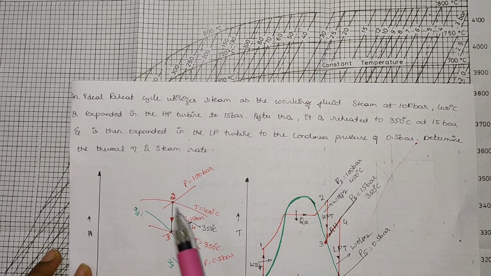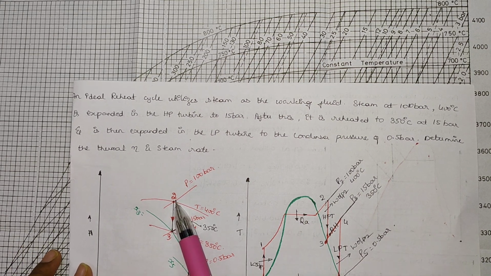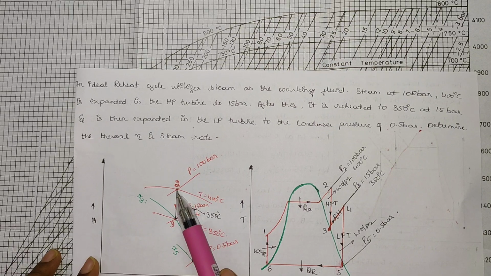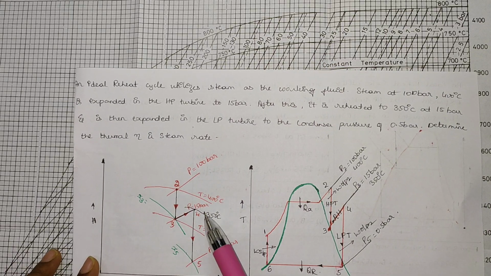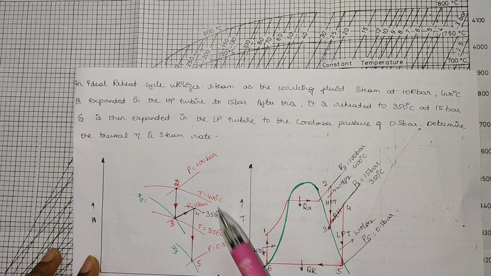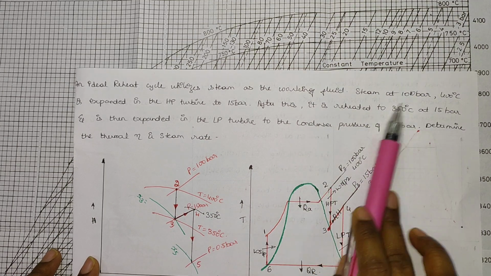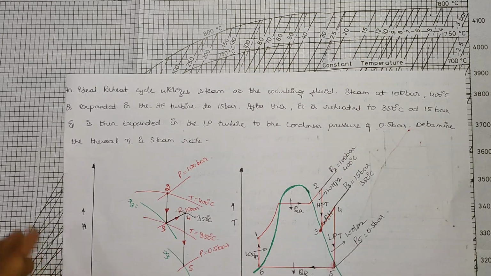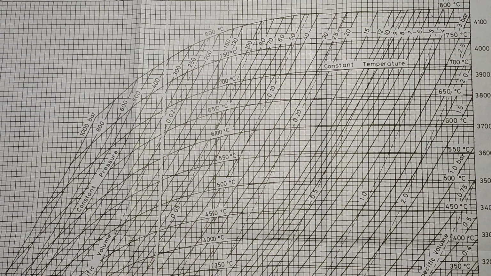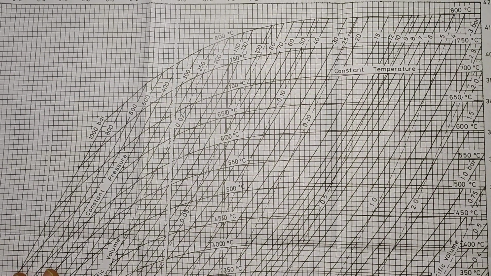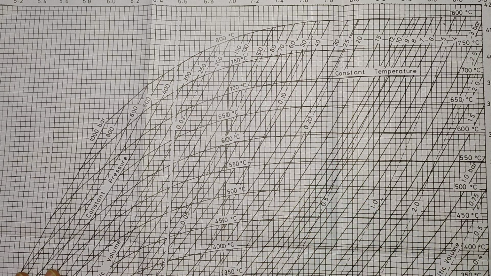So now let us see how we are going to read the values on the Mollier chart. I am going to locate points 2, 3, 4 and 5, all four points on the Mollier chart for the given values. So now let us start. The first point is point 2. So where is point 2 lying?